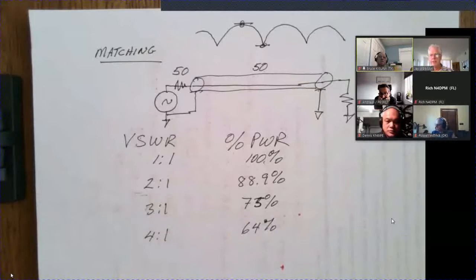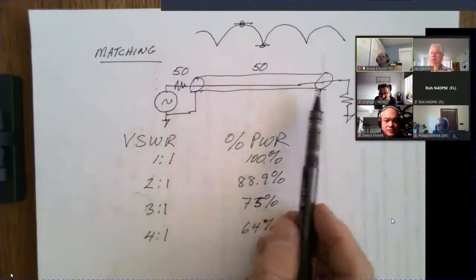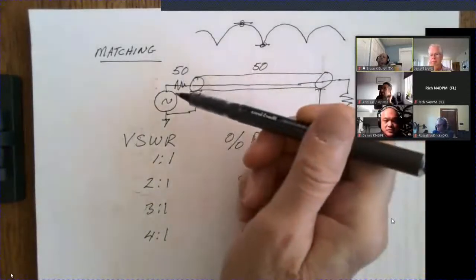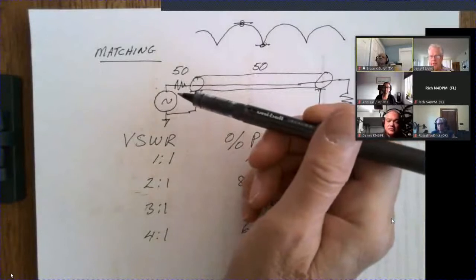The question is, where's the rest of the power going? Well, power doesn't just go into space, except if we're radiating, but we're not radiating here. The rest of the power actually comes back and heats up your transmitter, and it can actually hurt it if you're not careful.